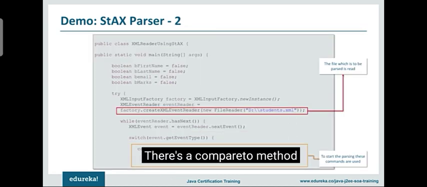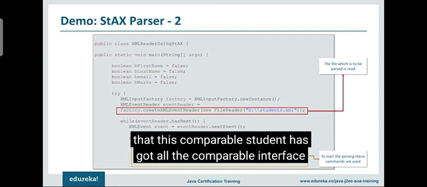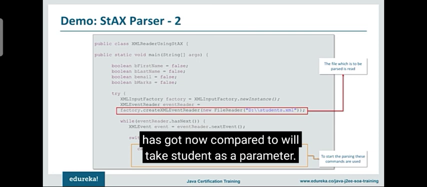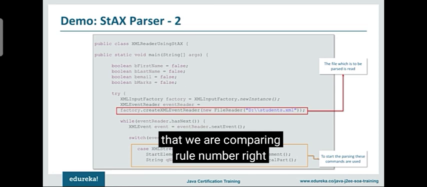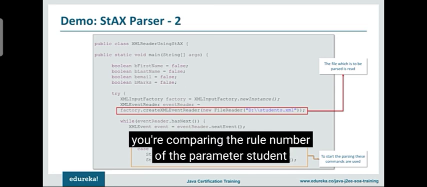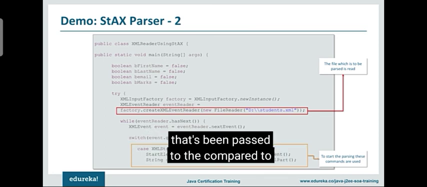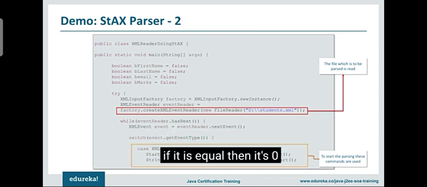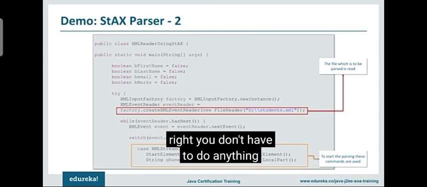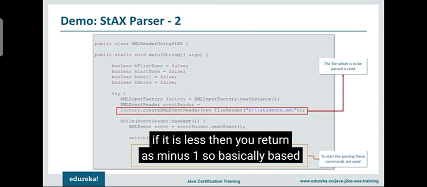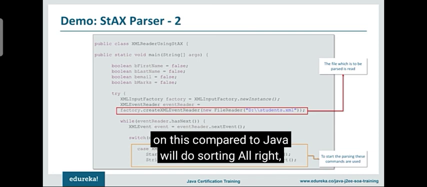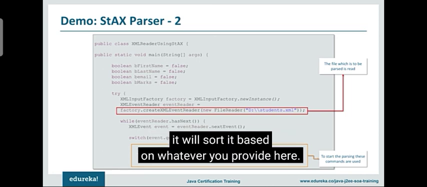And you could see here there's a compareTo method that the Comparable interface has got. Now compareTo will take Student as a parameter. All right. Now you could see that we are comparing roll number, right? You're comparing the roll number of the parameter student that's been passed to compareTo. If it is equal, then it's zero, right? You don't have to do anything. If it is greater, then you return one. And if it is less, then you return -1. So basically based on this compareTo, Java will do sorting. It will sort it based on whatever you provide here.